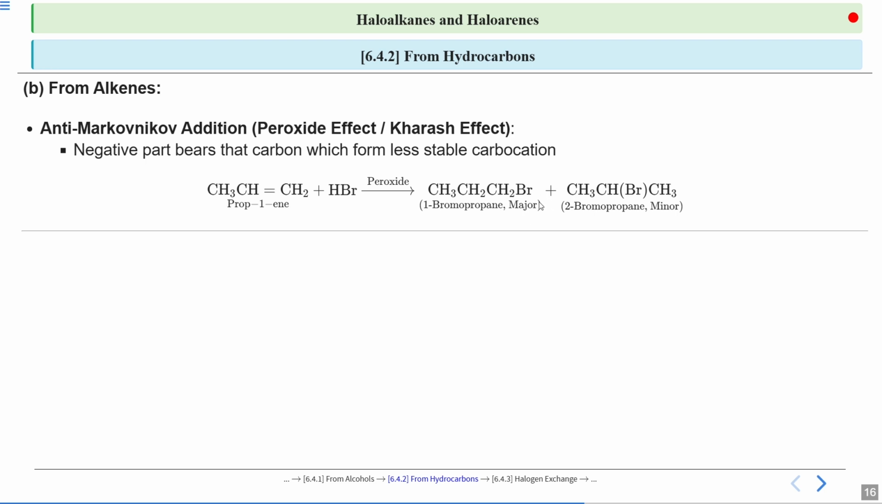And that is what is happening. You are getting the major product as 1-bromopropane, CH3CH2CH2Br, where bromine is attaching to the first carbon, the carbon forming the less stable carbocation. In the other case, the minor product, bromine is attaching to the second carbon. So 2-bromopropane is your minor product and 1-bromopropane is your major product in this reaction following anti-Markovnikov addition. So the Markovnikov and anti-Markovnikov addition rules are the rules you follow when reacting alkenes with hydrogen halide to get your alkyl halide.